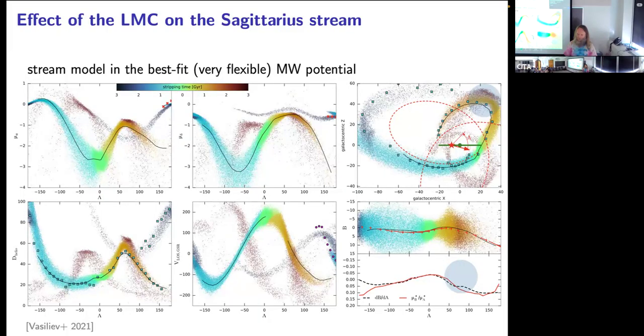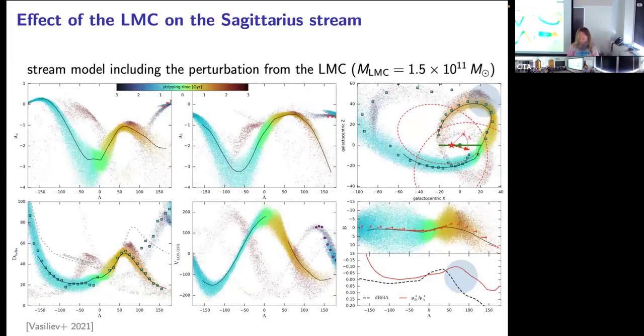This model does not have the LMC. If I add the LMC to this model, and make the LMC orbit the Milky Way, and then Sagittarius moves in this combined gravitational field of both galaxies, this is what I get instead. So in this case, I'm able to fit both properties much better. And the mass of the LMC that I included here is about the same order of magnitude as inferred from other streams. And this one still has a triaxial halo, by the way. So I was not able to get rid of it.